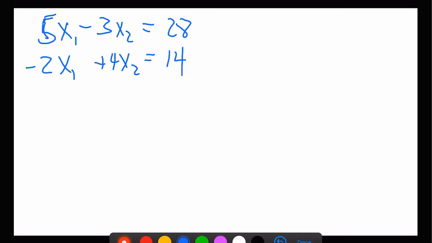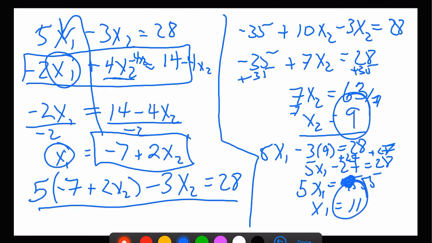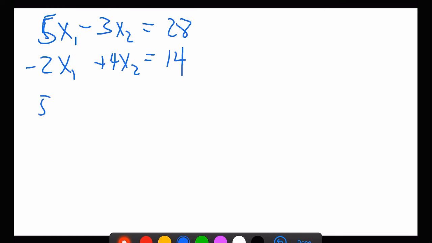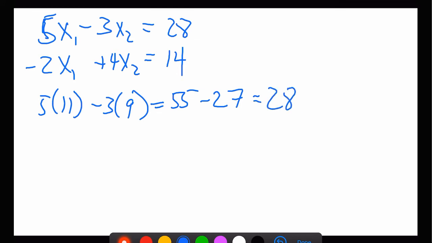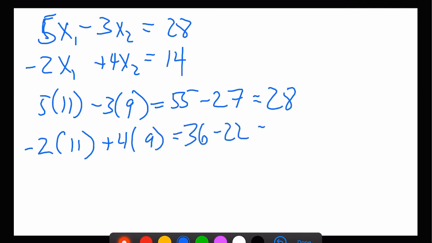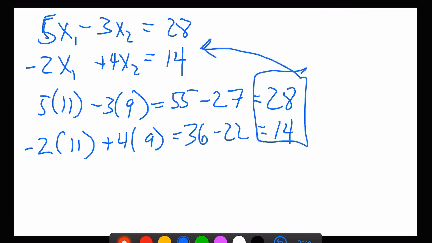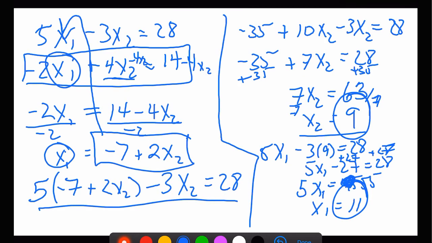So what did we find out? What did we get? We got 9 for x2 and 11 for x1. So 5 times 11 minus 3 times 9 equals what? Well, that's 55 minus 27 is 28. Minus 2 times 11 plus 4 times 9 equals 36 minus 22 equals 14. Oh, we're so good. Okay? Yes? You're like, why are you doing this to me? Let's do it again like we did last summer.